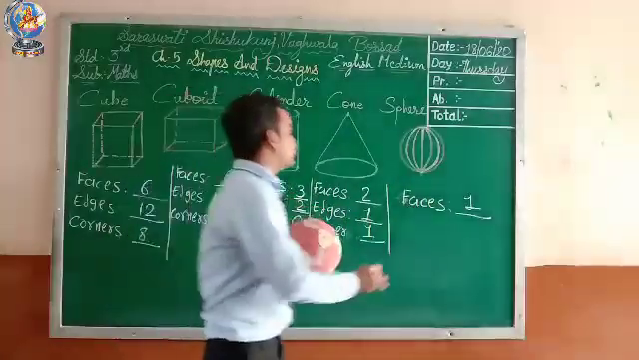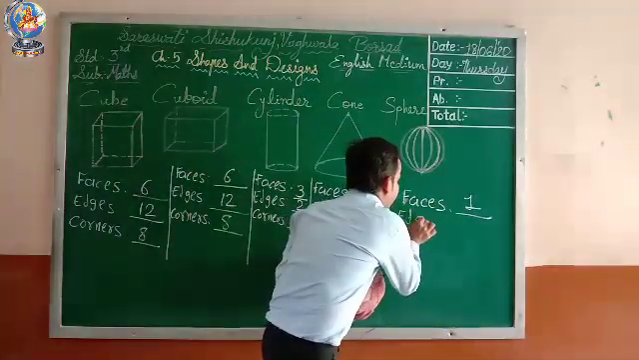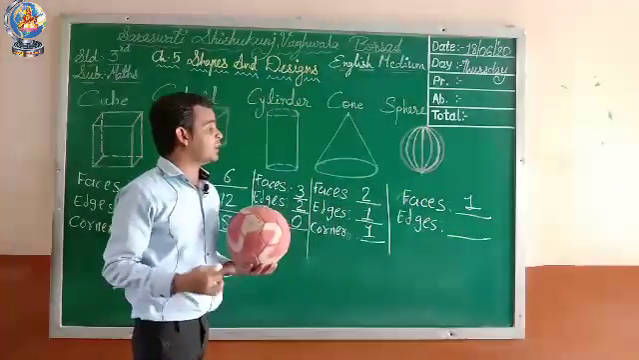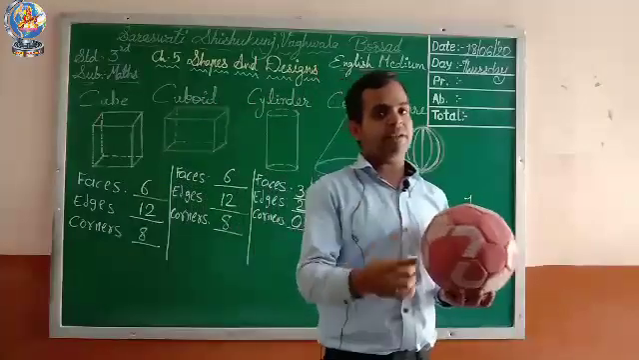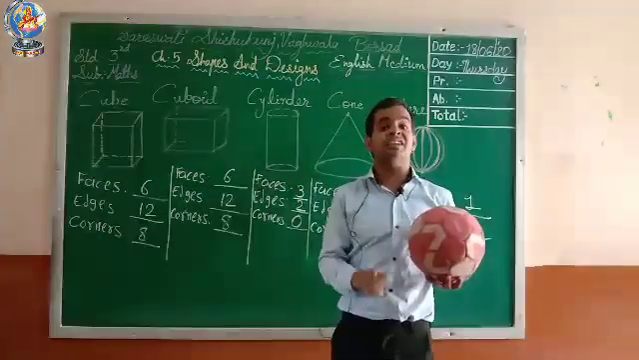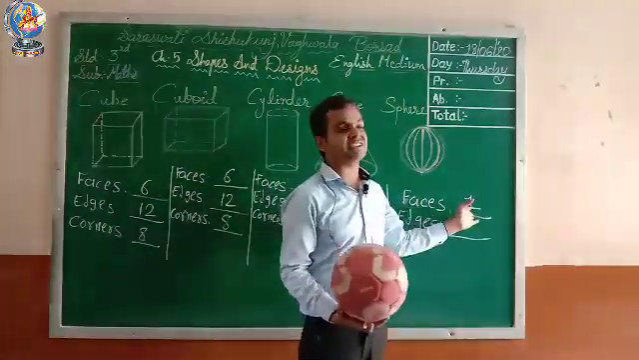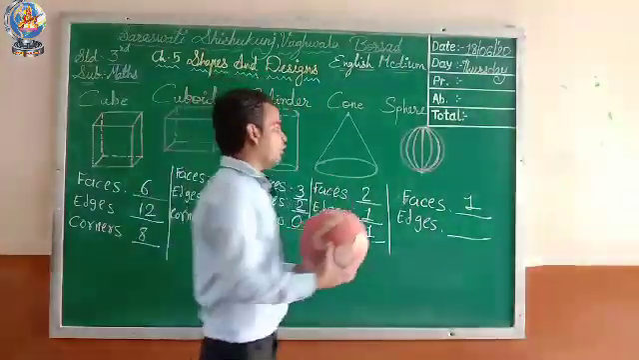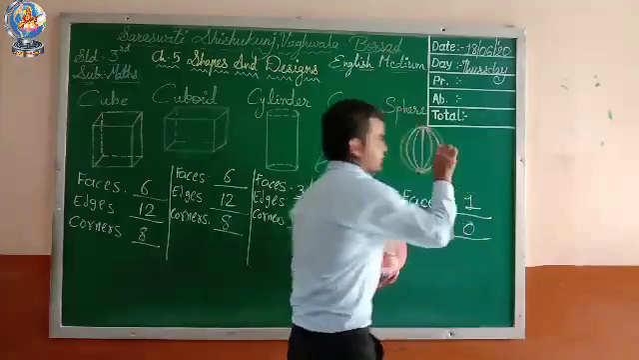Then now let's discuss the edges. You already know the definition of edges: where two faces meet. But here, how many faces are there? Only one. So are edges possible? No. So our answer is 0.